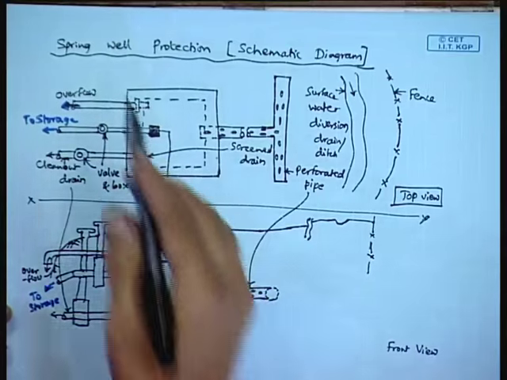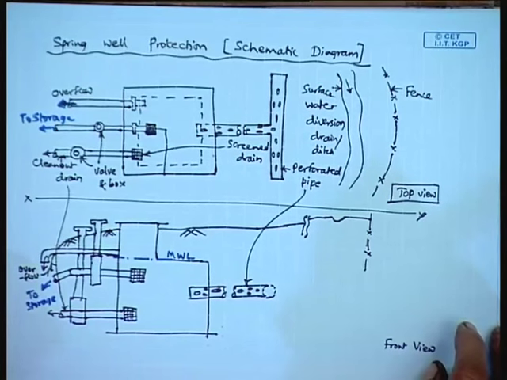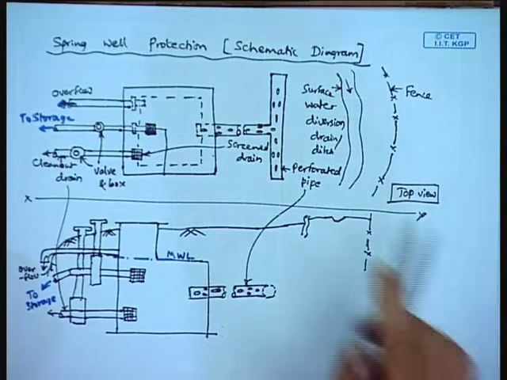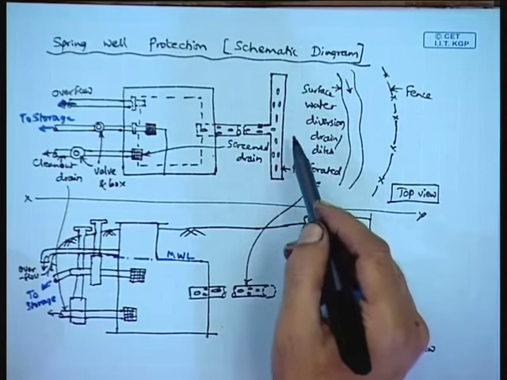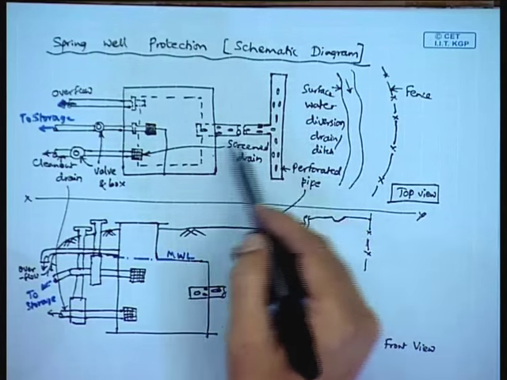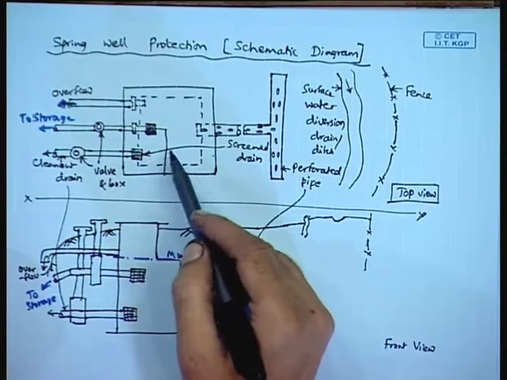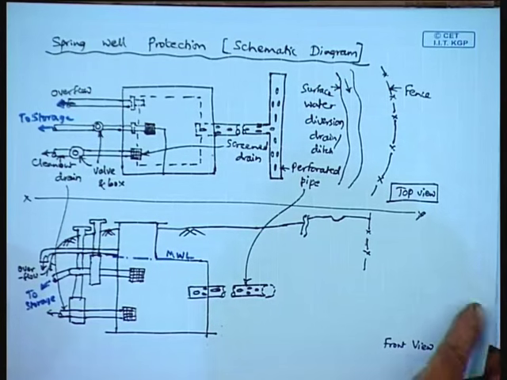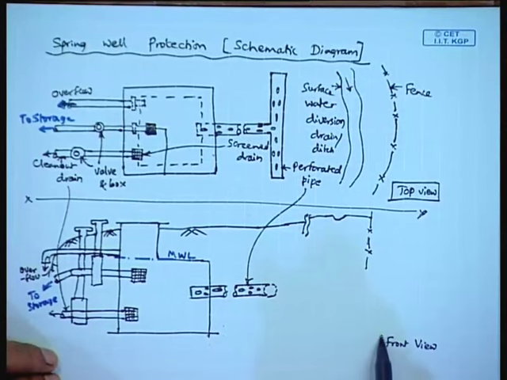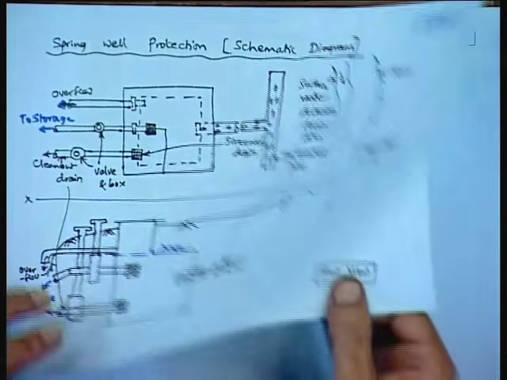So this is a typical spring well protection system. Here any potential pollutants are removed through the surface water drain and then through the perforated pipe. So only clean water is allowed to enter the spring, and that is okay. So this is the front view of a typical schematic diagram for spring well protection.